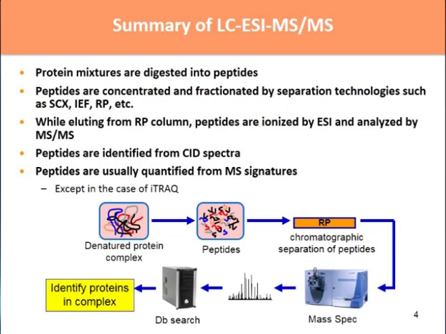We probably already covered this a few times. This is just a summary of shotgun proteomics. Protein mixtures are digested into peptides. These peptides are concentrated and fractionated by any number of separation technologies, such as isoelectric focusing, reverse phase chromatography, etc. As they elute from this column, peptides are ionized and analyzed by tandem mass spectrometry. The identification of those peptides comes from the CID, from the fragment spectrum. The MS2 spectrum is what leads you to identification. But for this technique, quantification comes from the MS1, from the MS signature, again, except in the case of iTRAQ. So here's a cartoon of that.